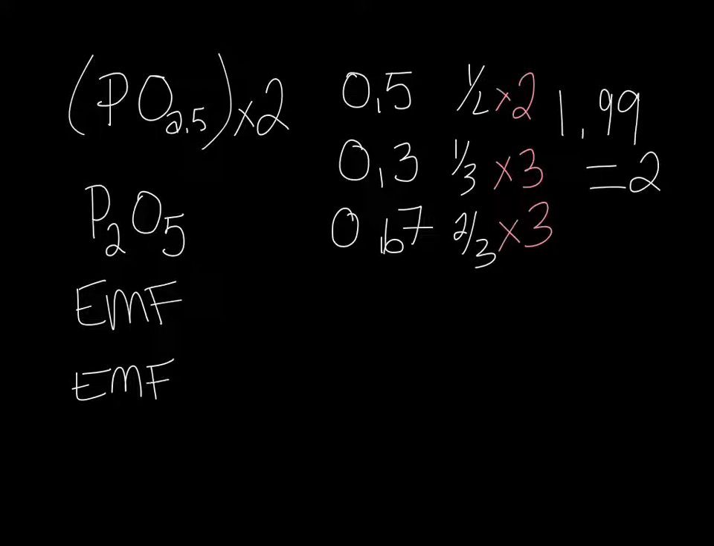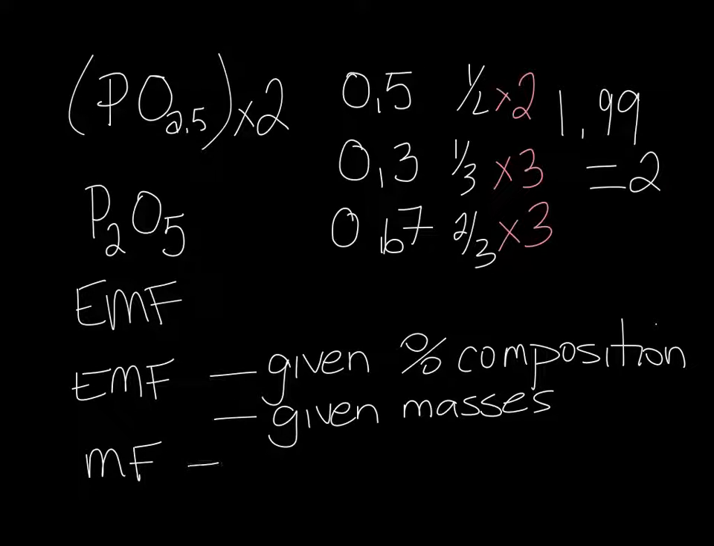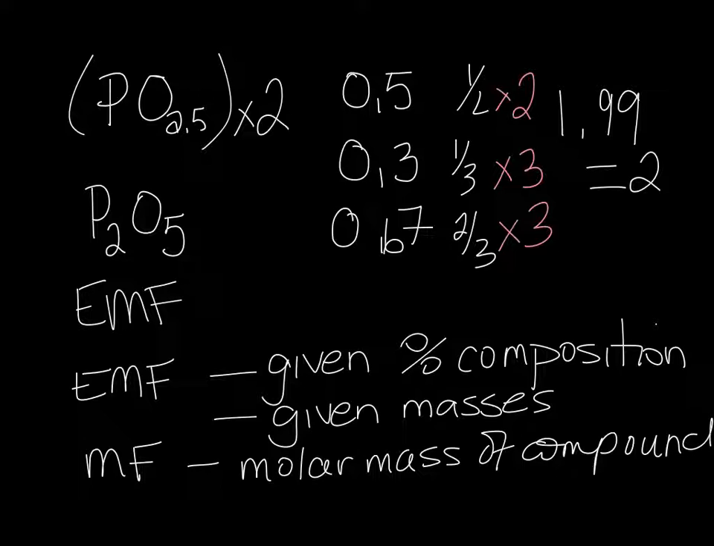To find an empirical formula, you're either given a percent composition, or given masses. So the mass of carbon, the mass of your sample. In order to find your molecular formula, you have to be given another piece of information, and that is the molar mass of your compound. You have to be given that. And I'm going to show you 2 ways to solve for it.